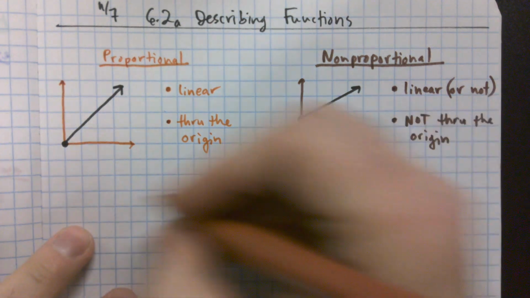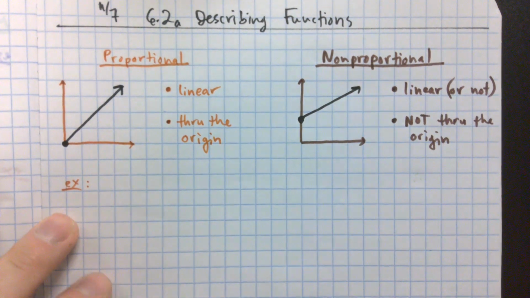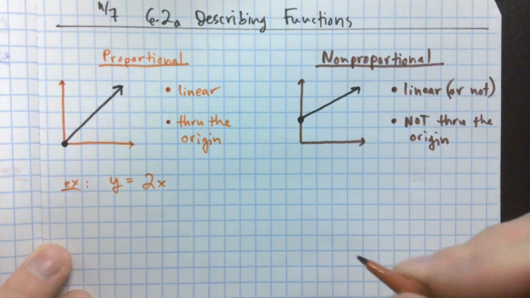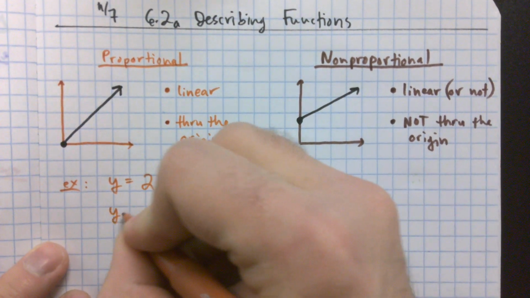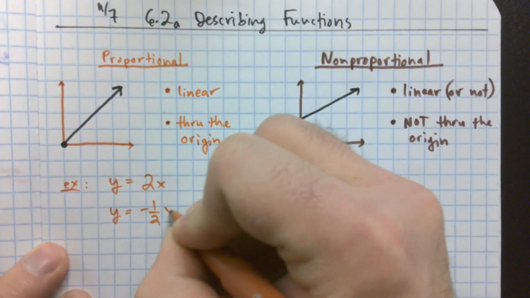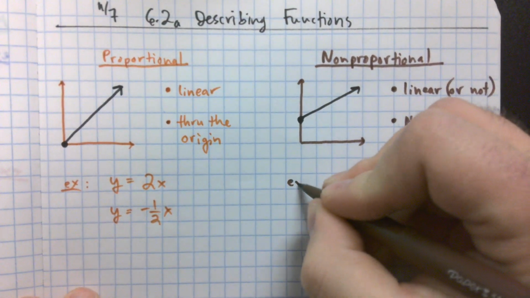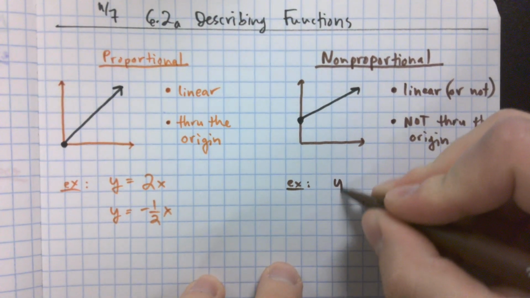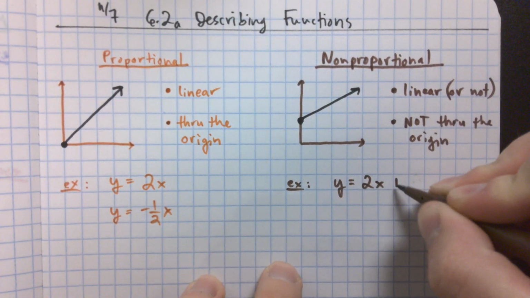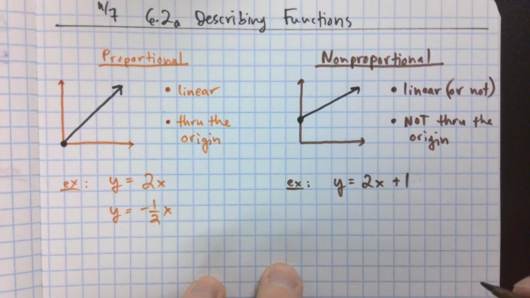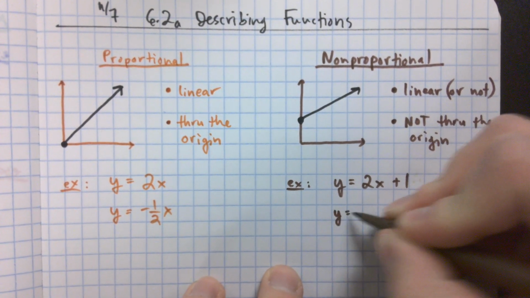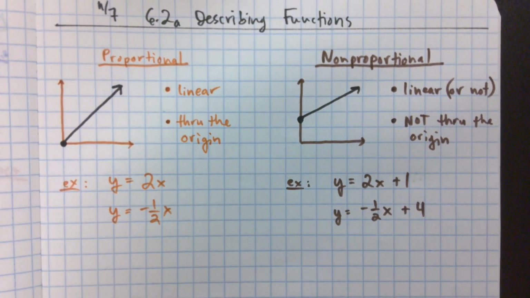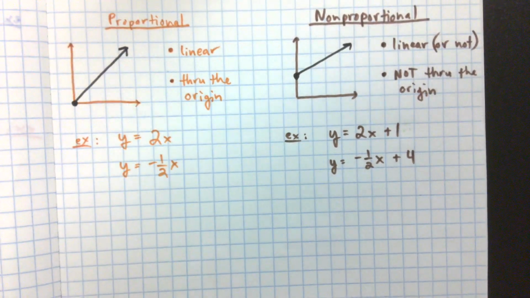So some quick little equation examples. For proportional, we could have y is equal to 2x. Y is equal to negative 1/2 x. For my non-proportional functions, we could have something like y is equal to 2x plus 1. Or y is equal to negative 1/2 x plus 4. Again, the key difference is our b value.